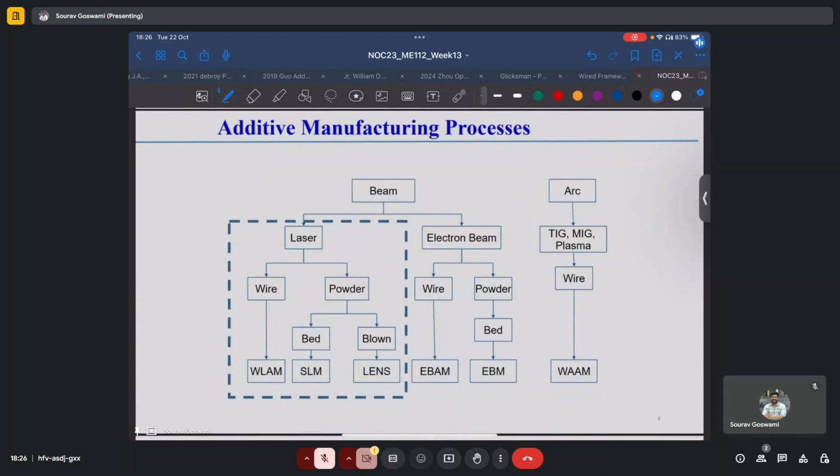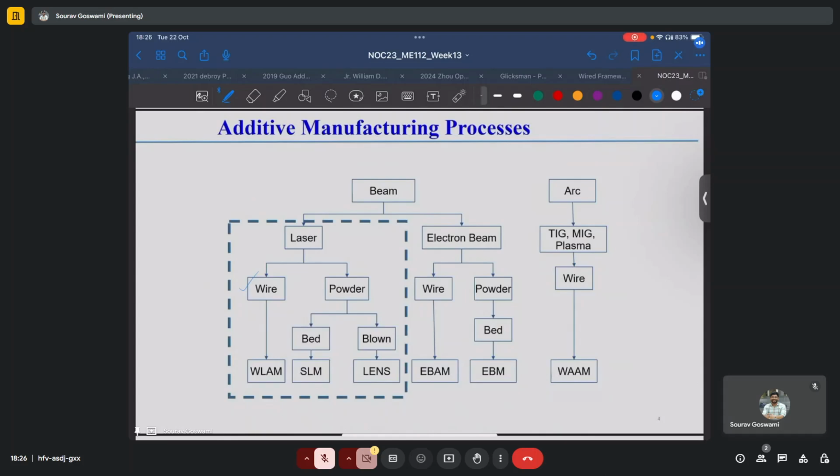Now, a classification of additive manufacturing processes based on the type of energy source is given here. For the processes which utilize a beam as the energy source, we can either have a laser beam or an electron beam. Laser beam, again, when used in conjunction with a wire feedstock, results in a process which may be generically called a wire laser additive manufacturing process, such as your laser wire DED.